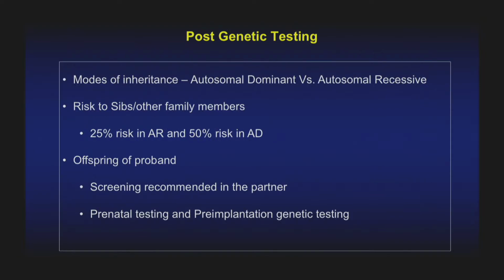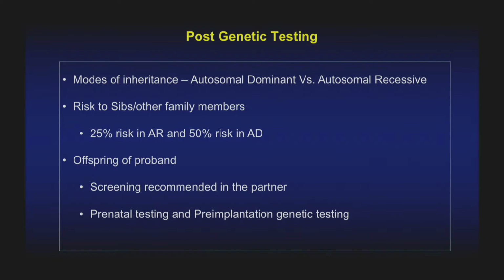The other thing, of course, the emphasis is on post-genetic testing. Once the test report is returned to the patient, it's very important to understand the modes of inheritance: autosomal dominant, autosomal recessive. That is because to ascertain the risk in the sibs or the other family members, screening of the sibs is also recommended. Then there's a 25% risk in case it is autosomal recessive and a 50% risk in case it is an autosomal dominant kind of inheritance pattern.